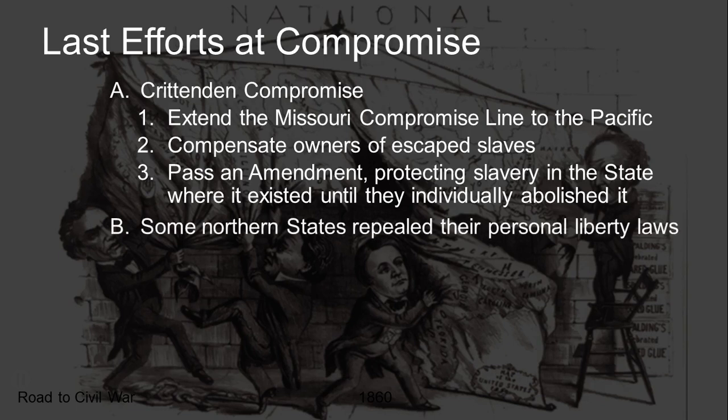There were also some northern states who, when they started to realize that this was a real thing, the southern states were seceding, decided to compromise by repealing their personal liberty laws. These were the laws that said a person living within those states could not be denied of their liberty, in other words, captured and taken back into slavery, unless they had committed an actual crime. That was the way that some of the northern states were trying to get around the fugitive slave law. And so some of these northern states say, well, maybe if we repeal these things, this will appease the South. But of course it wouldn't.